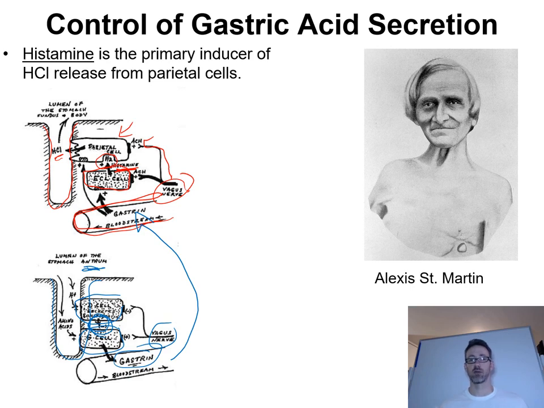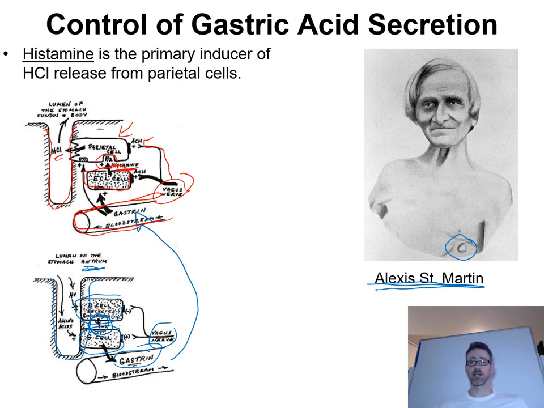of acid production. And just briefly, I put over here Alexis Martin, who, this poor guy was actually shot by a musket here in the upper left quadrant, which went into his stomach and formed a fistula that stayed open. So he survived this musket shot, and when it healed, it formed a fistula. Then Dr. Beaumont actually ran experiments on the poor guy. We learned a lot from it, but it was very unethical.